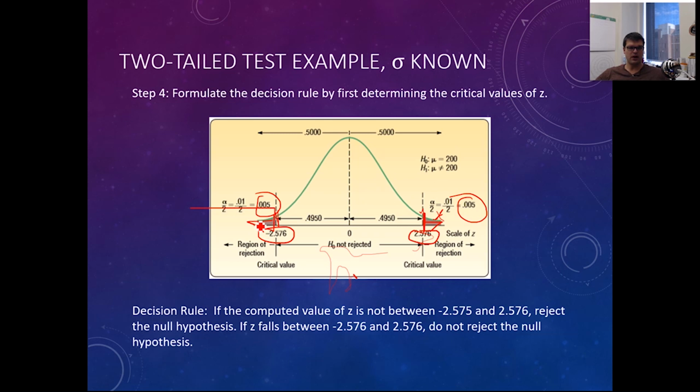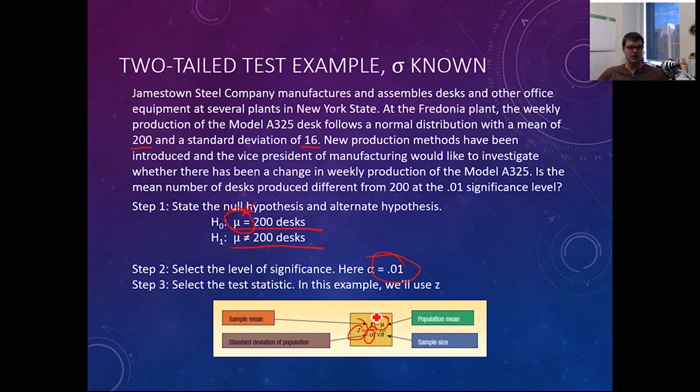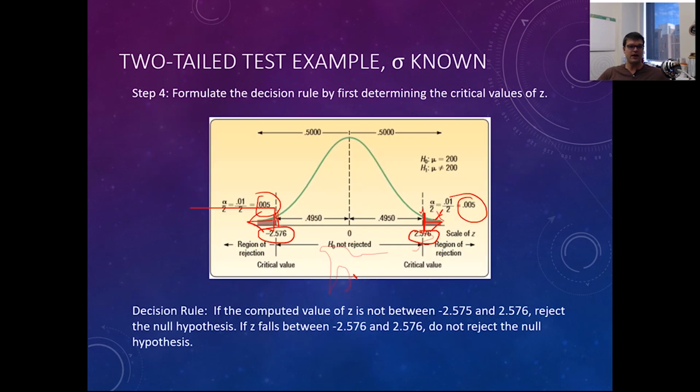And so if the z value that you calculate, the new z value, is more extreme than either of these two critical points, you reject the null hypothesis. But if it's less extreme than these two points, then you fail to reject the null hypothesis. So let's keep on moving.